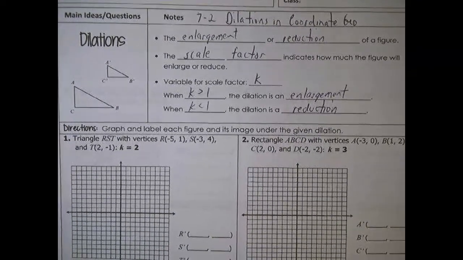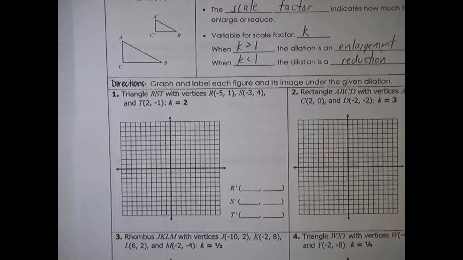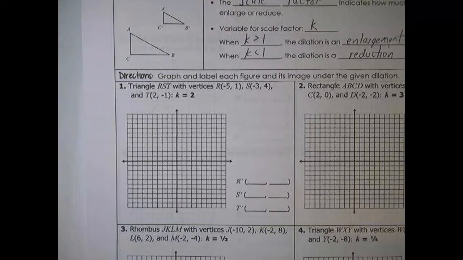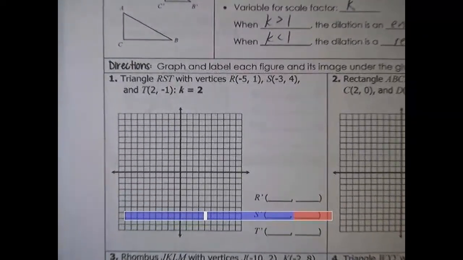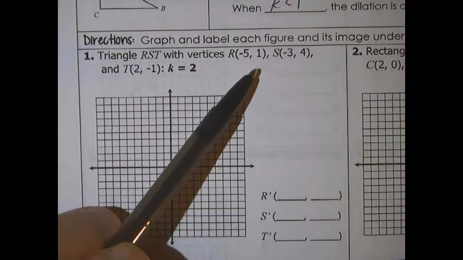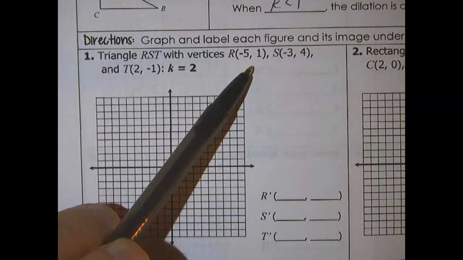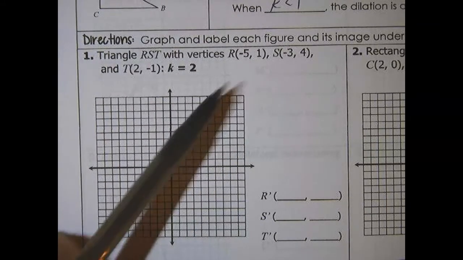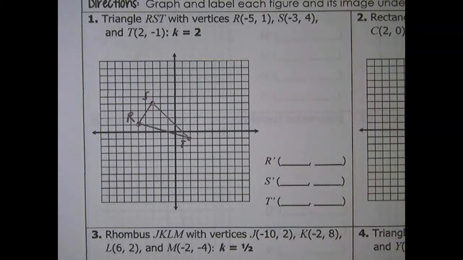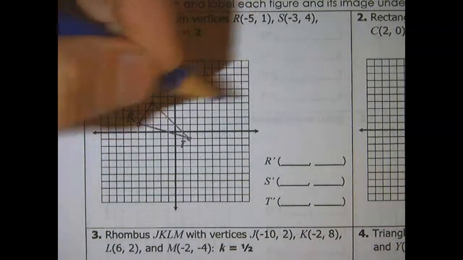Okay, I'm going to do number 1. Now, I'm not going to do all of these, but you have to do whatever I don't do. So I'm going to complete number 1 for you right now. So let's take a look at what we have, the first example. And we're going to do what we always do, which is we're going to start by graphing the pre-image. Let's just graph triangle RST. Okay, so there's our pre-image, and I'm just going to shade it as we usually do.